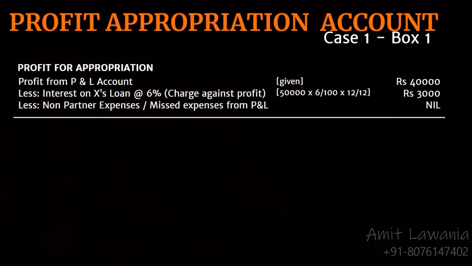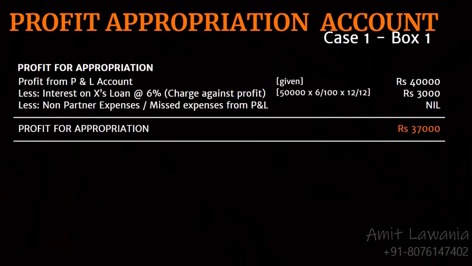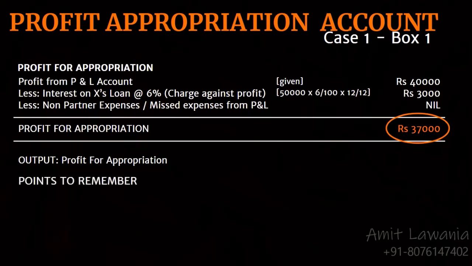So we subtract the amount of charges against profit from the profit to get the profit for appropriation, which is rupees 37,000. We have now gotten our desired output from box 1, which is the amount of profit for appropriation. To remember a few very important points here before you go to the next box.